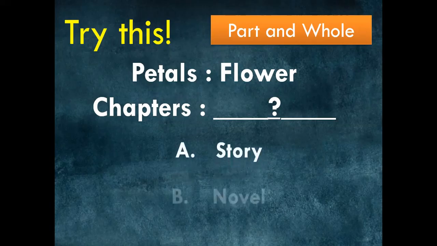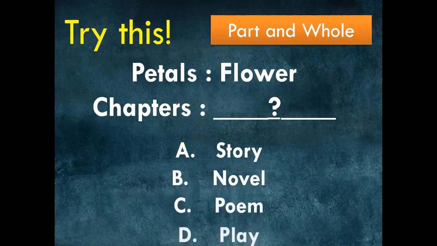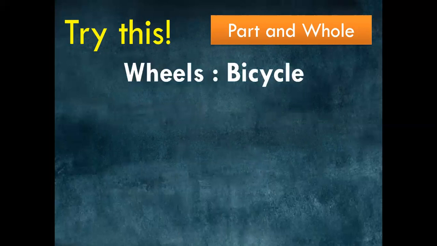A, story. B, novel. C, poem. Or letter D, play. The correct answer is letter B, novel. Chapters are part of a novel. Try another one. Wheels are to bicycle. Wheels are part of a bicycle. Can you give me which of the following analogy would also show part and whole relationship?